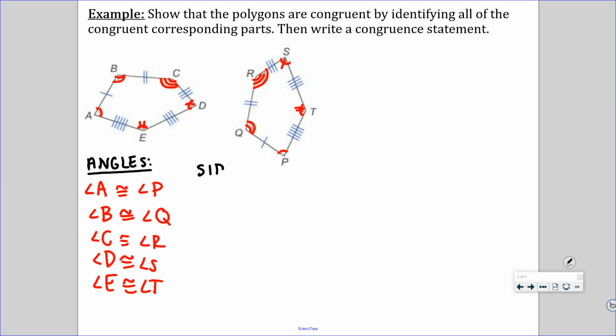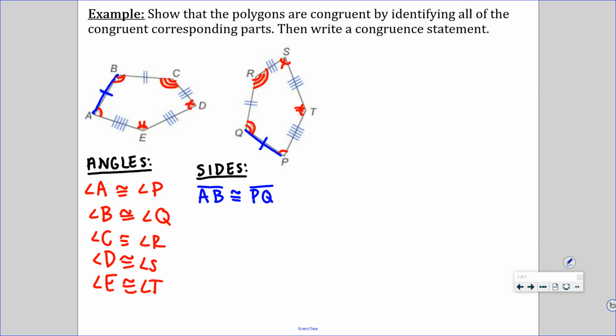Let's list out all the corresponding sides now. Now, the order matters. If I look at the first side of each of these polygons that has the 1 dash mark, going from this single marked angle A, I'm going to call that side AB. I went from the single angle to the double angle, so I would have to call the other one PQ. Those sides are corresponding congruent sides.